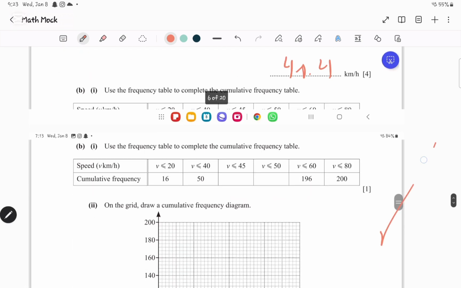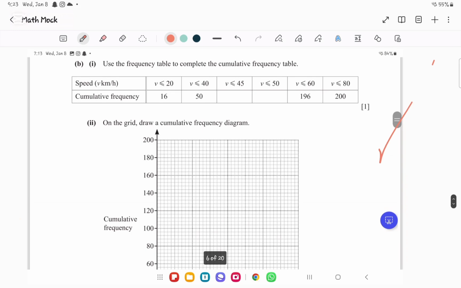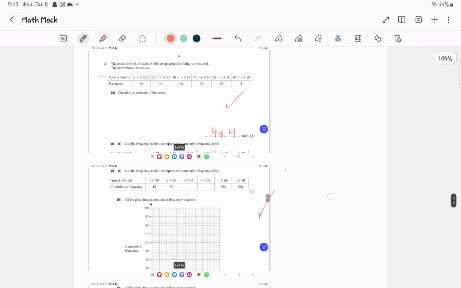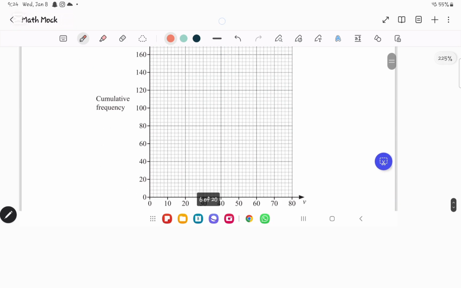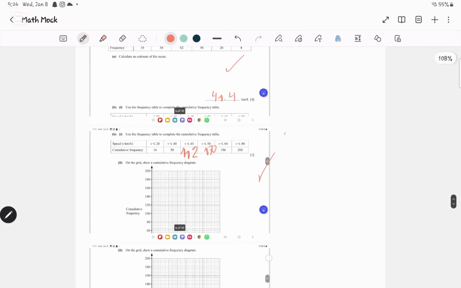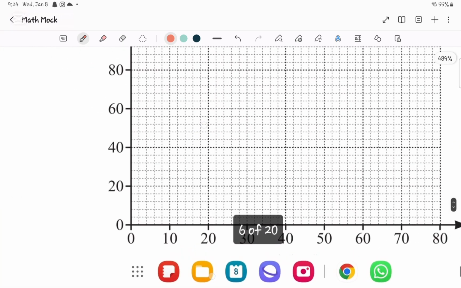Going on to part B, if we are going to draw the graph, we're going to have the cumulative frequency. This is going to be 50, then 112, then 170. So we are going to draw the diagram. Okay, I have the graph over here. So at 20, it was 16. I'm going to put it over here.